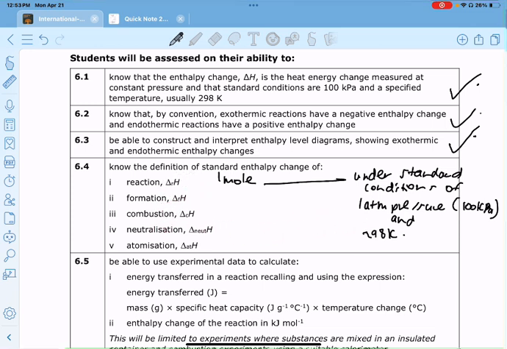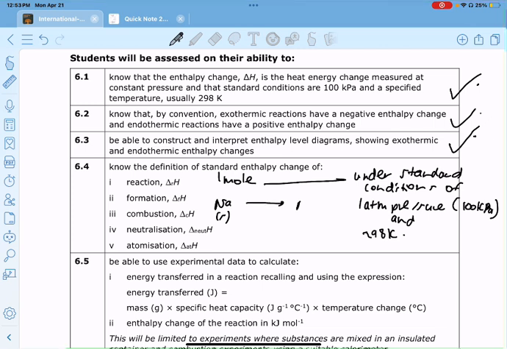Now, lastly, enthalpy change of atomization. It's defined as the enthalpy change when 1 mole of a gaseous atom is formed under its standard state, okay? Or an element from its standard state. What do we mean by this? When you have sodium, it's a solid at its standard state, yeah?